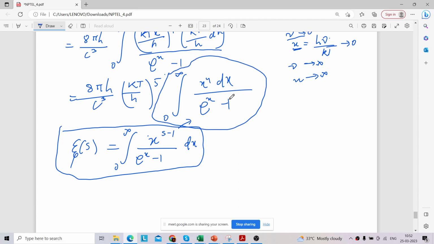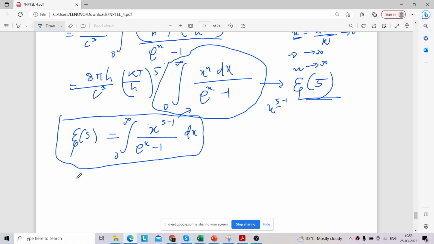So x to the power 4 is there, so I can write x to the power 5 minus 1, so s is 5 now, and this value will be zeta 5, right? So my integration will be 8 pi h over c cube, then kT over h to the power 5, and this has zeta of 5.